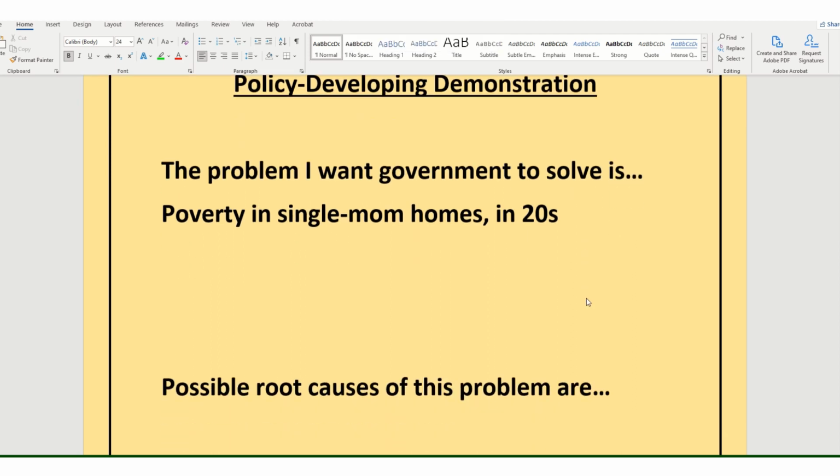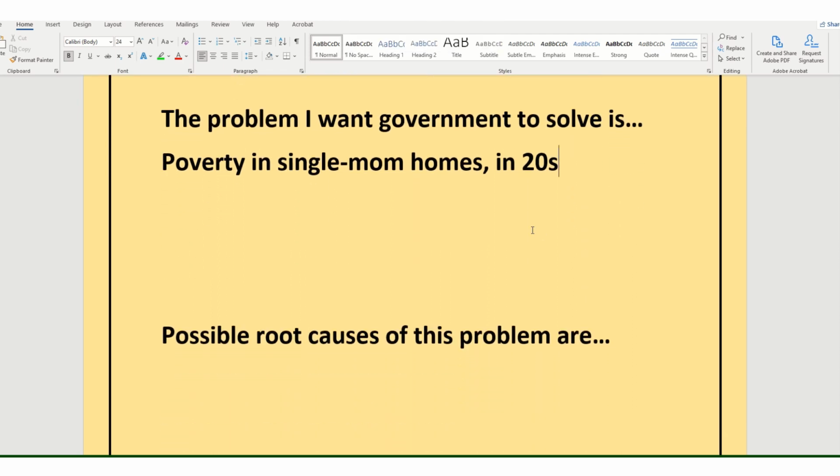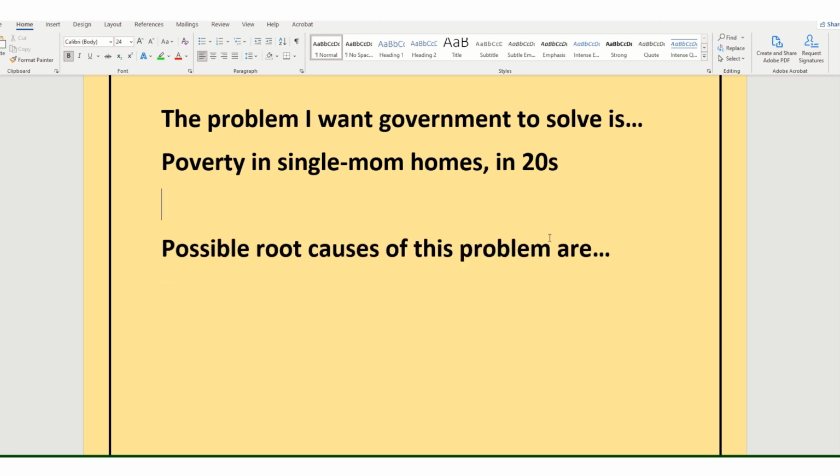Let me scroll down. If that's the problem you want to solve, now what I want to do is I want to try to come up with some root causes of that problem. And I want you to notice here that I'm not targeting government as a problem that I want to solve. This is one of the mistakes that students make, and I'll try to give you an example in just a moment. And I'm not targeting government as a root cause of the problem.